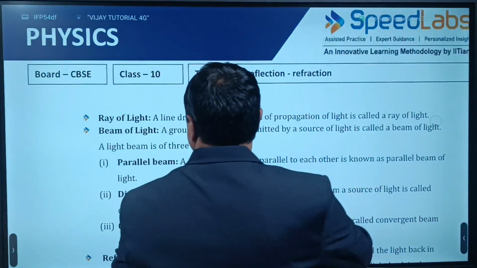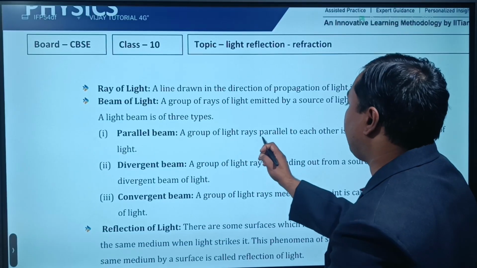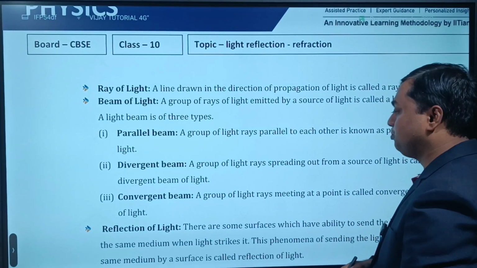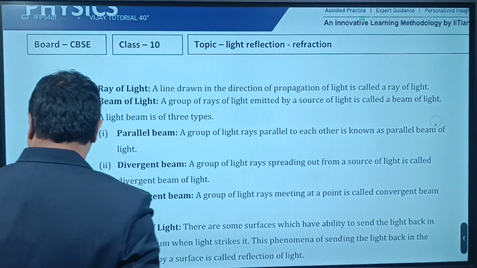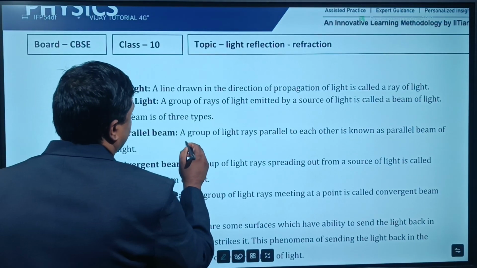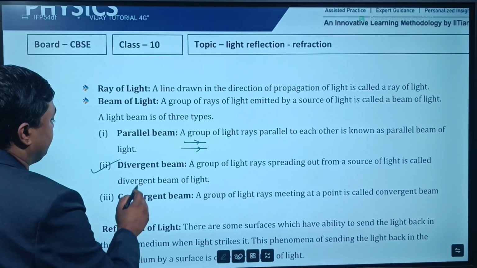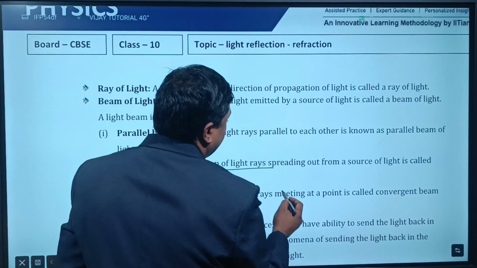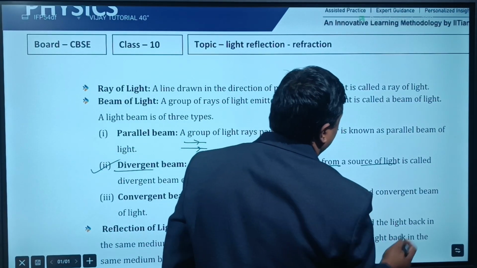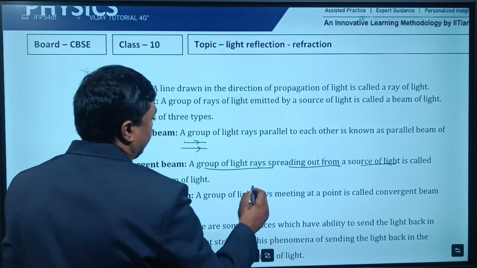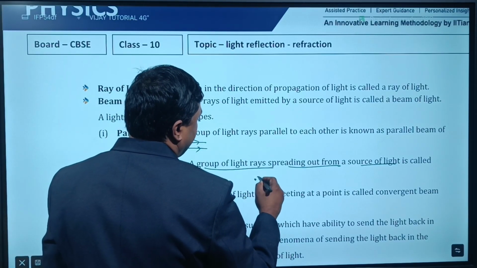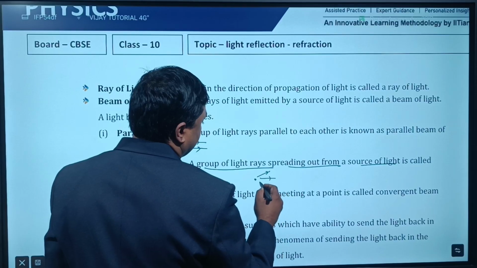Parallel beam of light. A group of light rays parallel to each other is known as a parallel beam of light. Whenever light rays are not meeting at any point, this is called a parallel beam of light. Divergent beam of light. A group of light rays spreading out from a source of light is called a divergent beam of light. Suppose this is a source of light and the light rays are diverging.